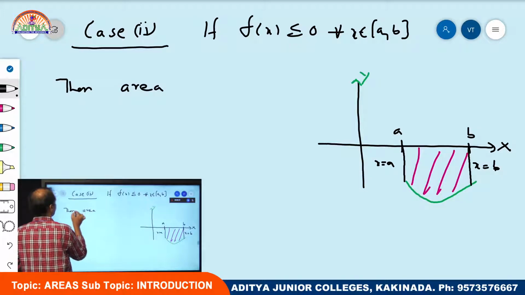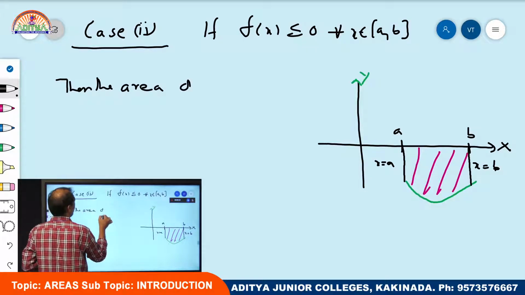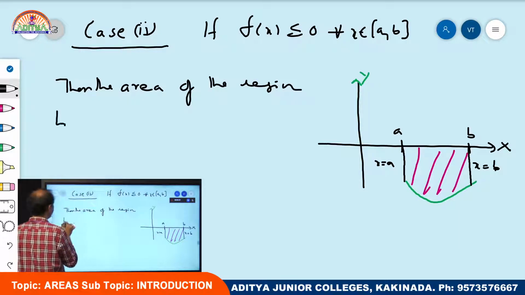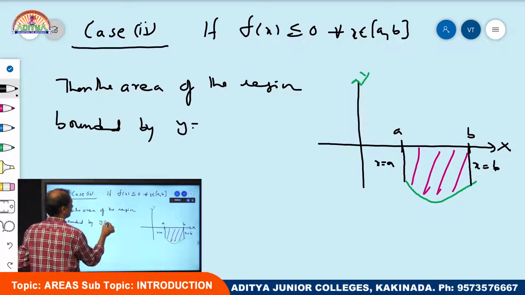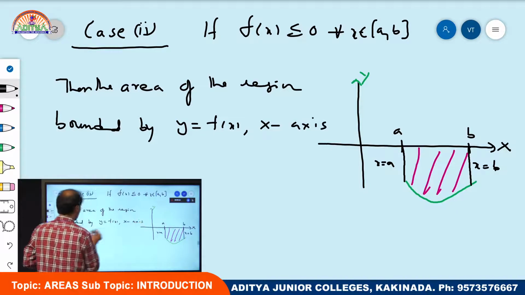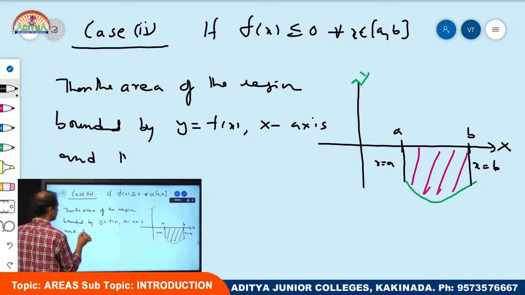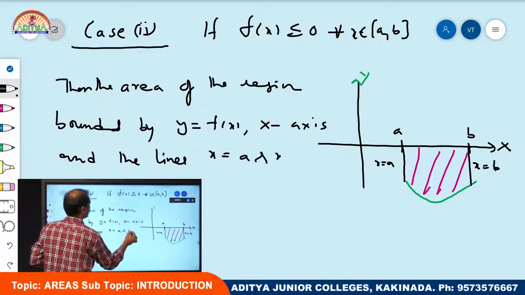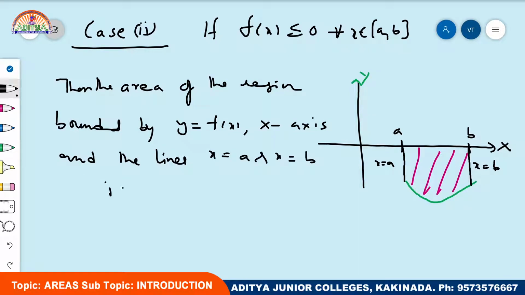Here these words are very, very important. Then the area of the region bounded by the curve y equal to f of x, x-axis, and the lines x equal to a and x equal to b is integral a to b f of x dx with the minus sign you have to consider.